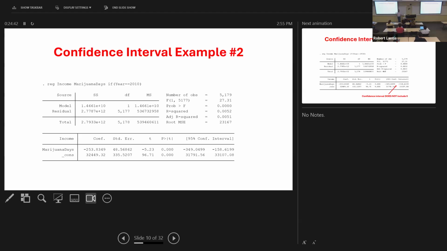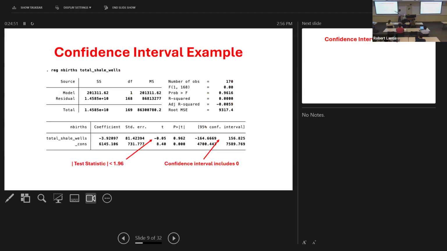So what are we really looking for with our confidence interval? We're looking to see, does it include 0? If it includes 0, I can't say that 0 isn't the true value because it's in my range.